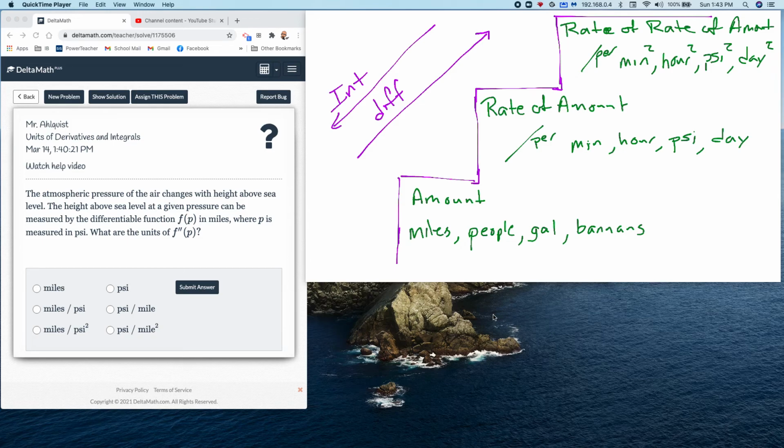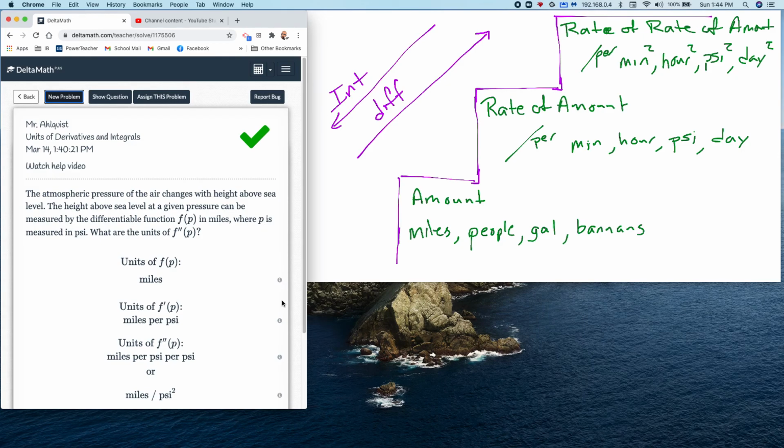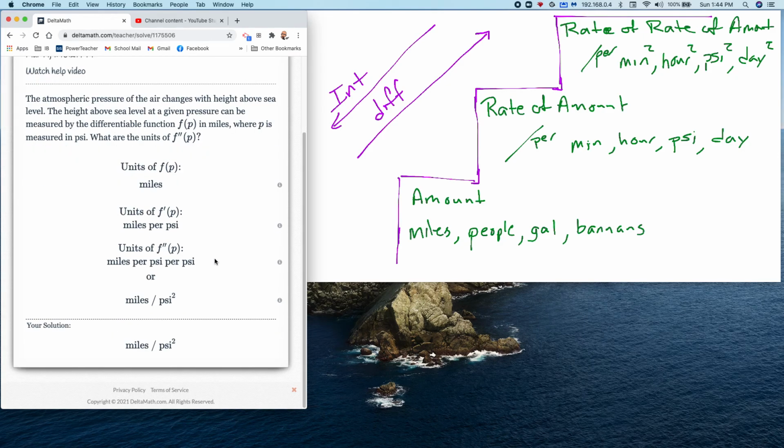So when you think about this one, atmospheric pressure of the air changes with height above sea level. The height above sea level at a given pressure can be measured by a differentiable function f of P in miles, where P is measured in PSI. What are the units of f double prime? Well, if f of P is in miles, then f prime of P would be in miles per PSI, because that's the independent variable. And then f double prime of P would be miles per PSI squared. So that's why this is going to be the answer. So you've got to figure out what are we given and where are we going?